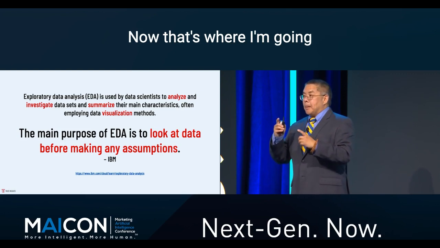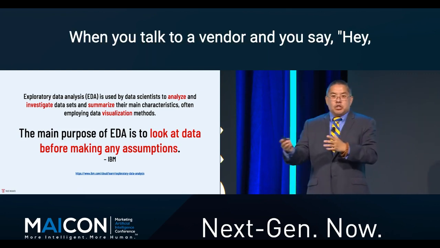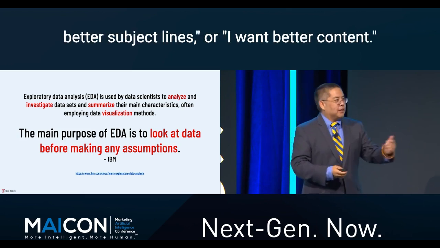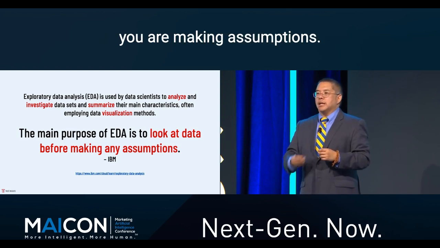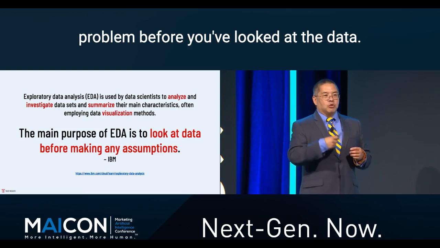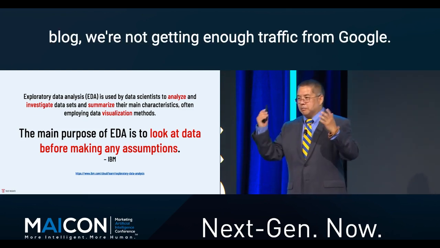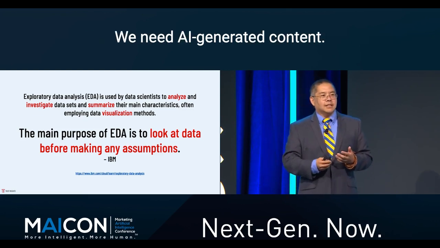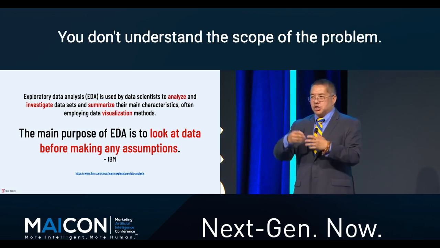Now, this is where I'm going to get into some trouble. When you talk to a vendor and you say, hey, I want better attribution analysis, or I want better subject lines, or I want better content, you are making assumptions. You have made assumptions about the problem before you've looked at the data. So you look at your blog and say, well, gosh, our blog, we're not getting enough traffic from Google. We need AI-generated content. How do you know? You haven't looked at the data yet. You don't understand the scope of the problem.